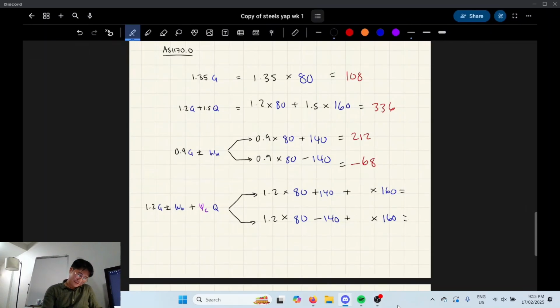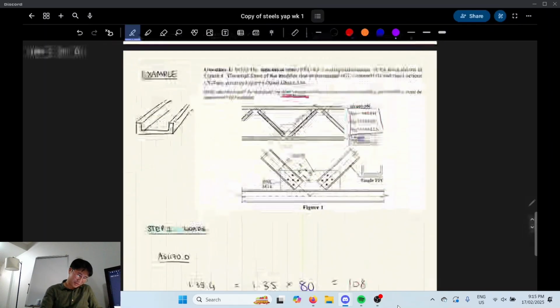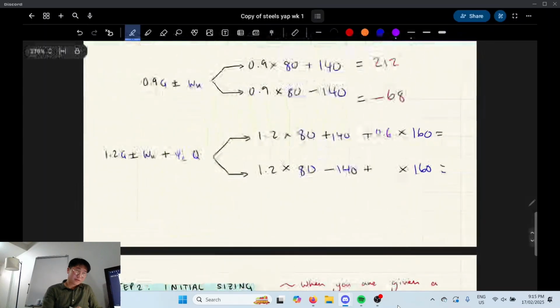It's 0.4. Those are the two. So 0.6 for this question. Why? But it doesn't say why. But it's a storage building. I don't know why it doesn't say in the question. Oh wait, storage buildings is 0.4, right? No, for a storage building it's bigger. It says 0.6 on his notes.